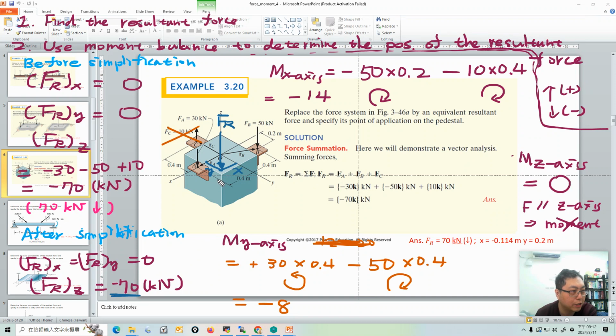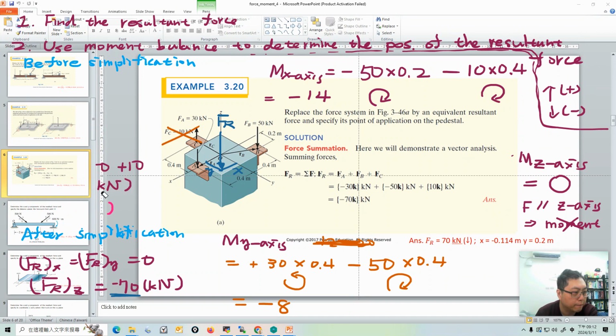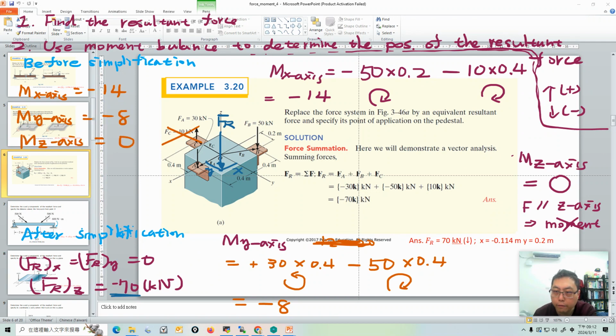I don't have space here, so let me summarize this. Before simplification, we already know the resultant force. Let me write this down. Before simplification, we have M x axis minus 14 and M y axis minus 8, and the z axis is zero. Okay, very good.